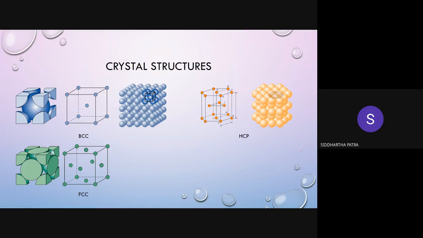HCP is also seen in some structures, but HCP and FCC are very similar, only slightly different. Because in the FCC structure, each plane has this hexagonal packing, and the same applies to HCP as well.